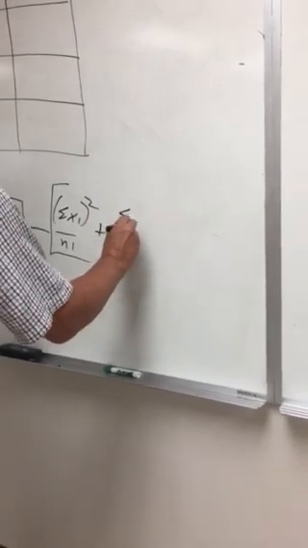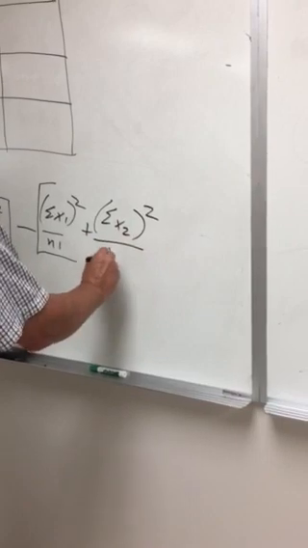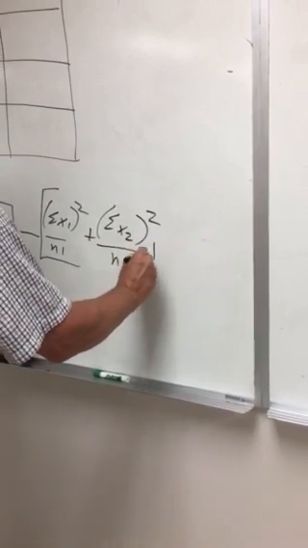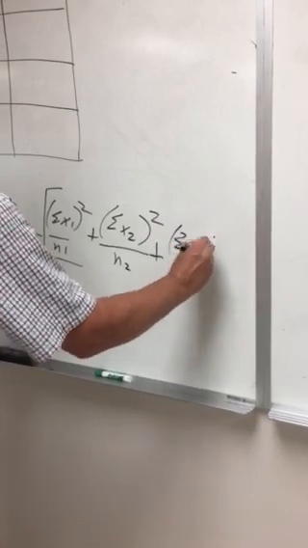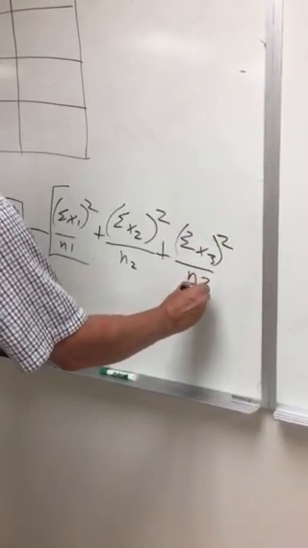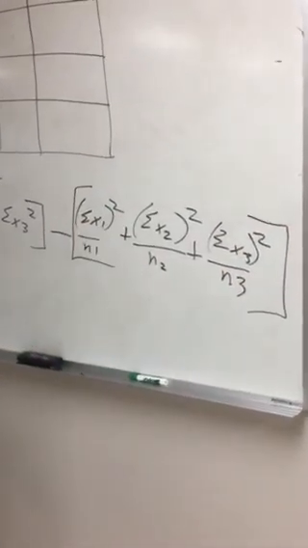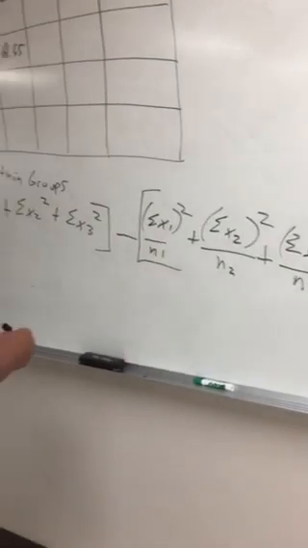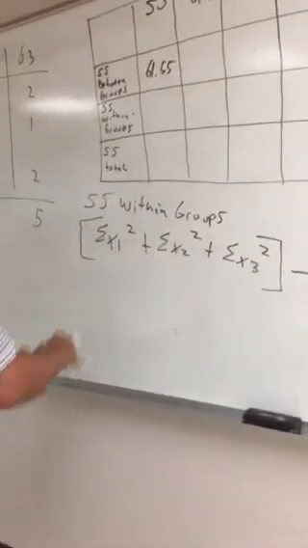The sum of x2 squared over n of 2, and then the sum of x3 squared over n of 3. So we've already got this number here, so we don't have to worry about that because we did it in the first part of our last formula. So now all I have to do is worry about getting these numbers here.